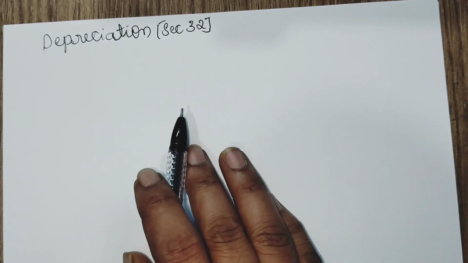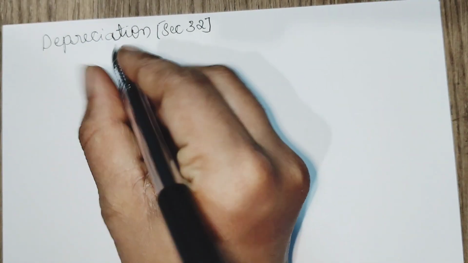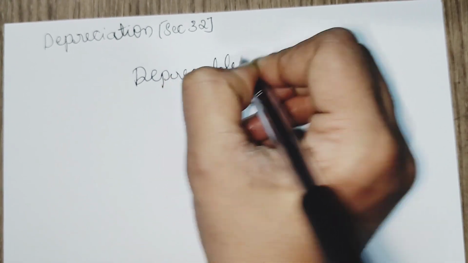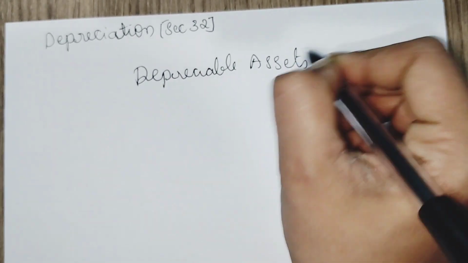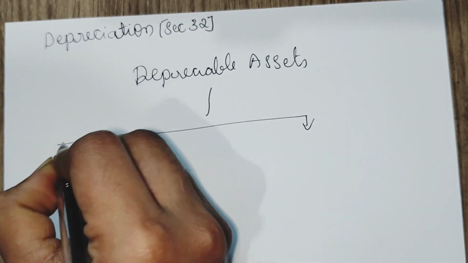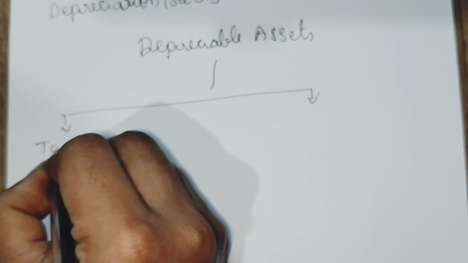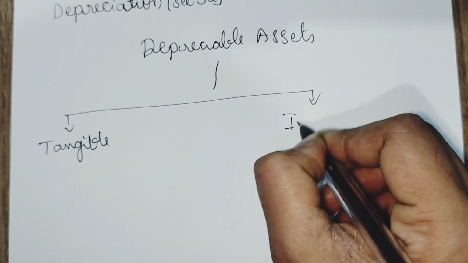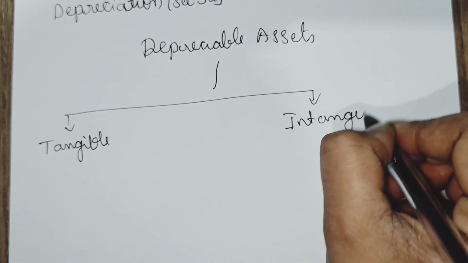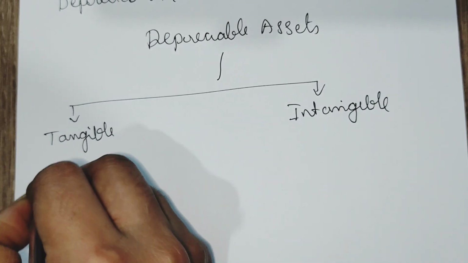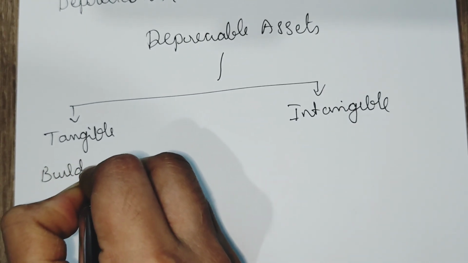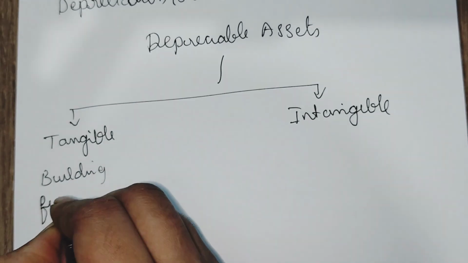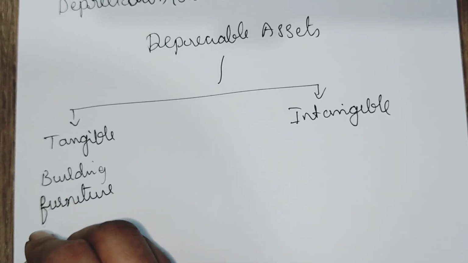Now, depreciable assets are classified into two parts. One is tangible assets and the other is intangible assets. Under tangible assets, we have building, furniture, plant and machinery.